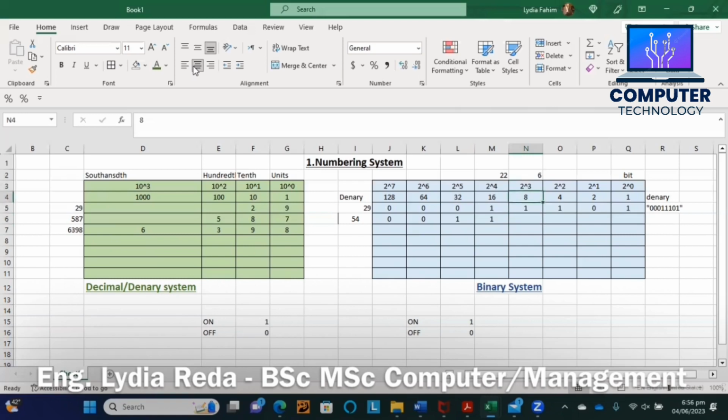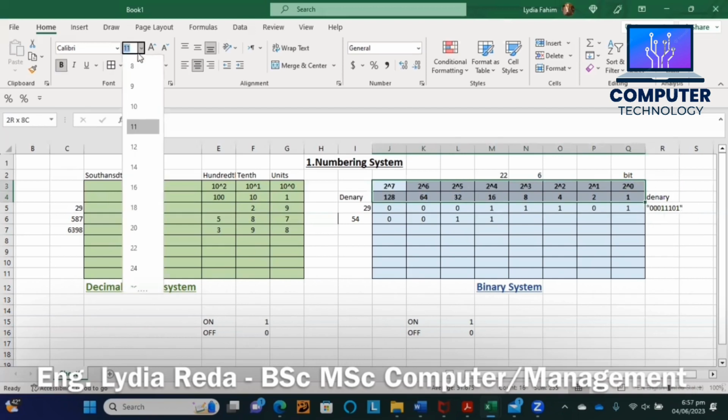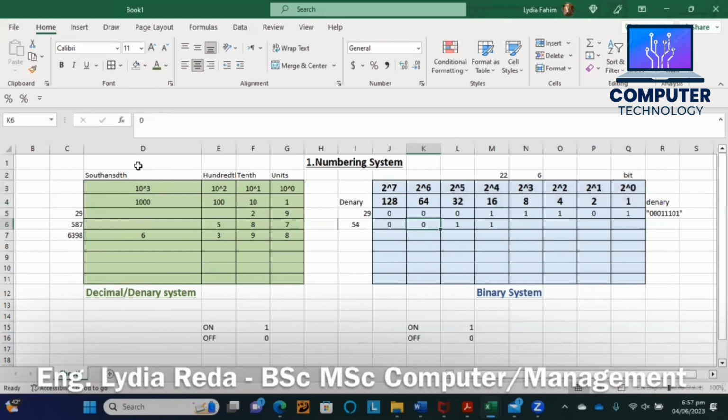Does the 6 contain an 8? No. Let's make those a little bit bold to be clear and bigger. Does the 6 contain an 8? It's a no. But does the 6 contain a 4? Yes, and remainder 2. Does the 2 contain a 2? It's a yes, and remainder is 0. It does not contain a 1.